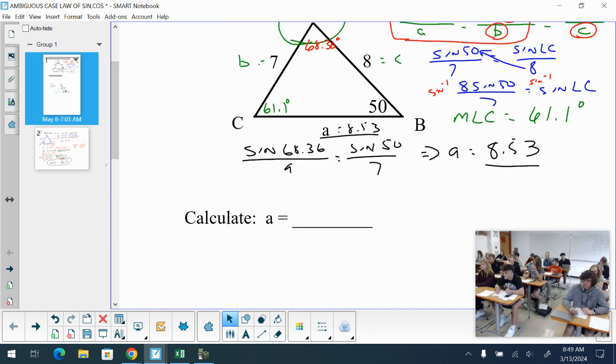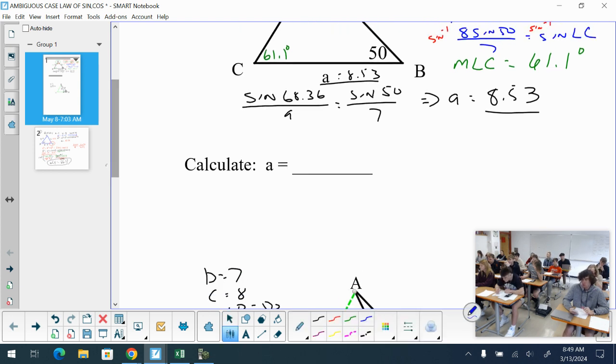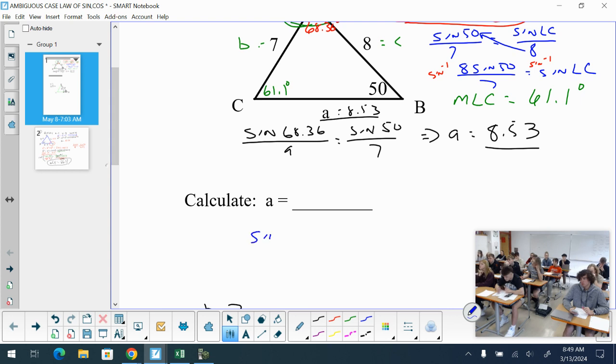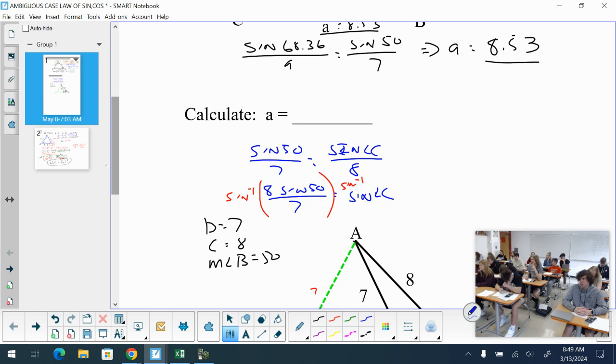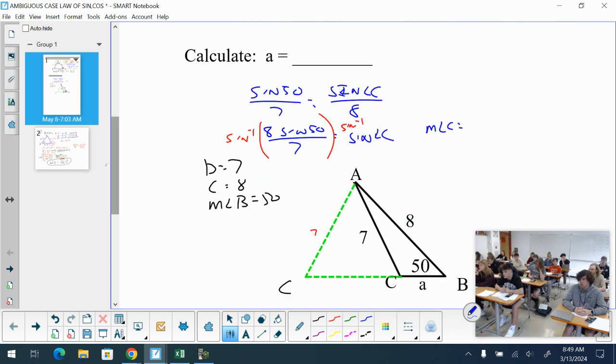Well, we did everything correctly up here. We had the sine of 50 over 7 is equal to sine of angle C over 8. We did that correctly. We multiplied both sides by 8, so we have 8 sine of 50 divided by 7 is equal to sine of angle C. We did that correctly. We took the inverse sine of both sides. We did that correctly, and we got the measure of angle C is equal to that 61.1 degrees. Everything we did there was correct.